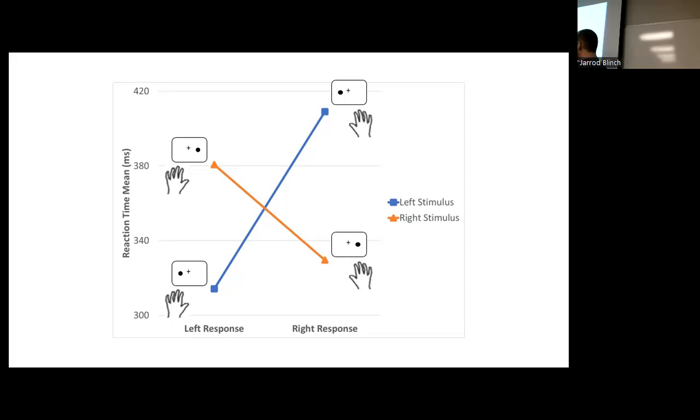And what we're seeing here is what we predict, that ipsilateral responses should have a shorter reaction time than contralateral responses. And that's why we call ipsilateral compatible and contralateral incompatible.